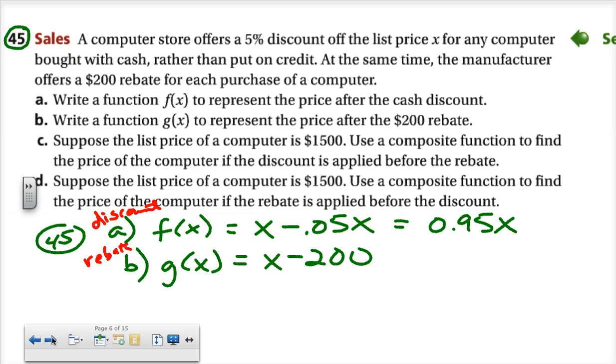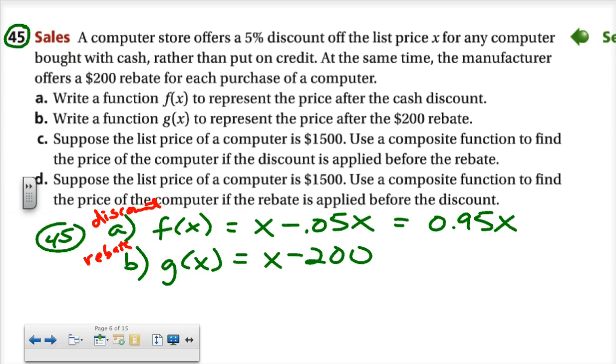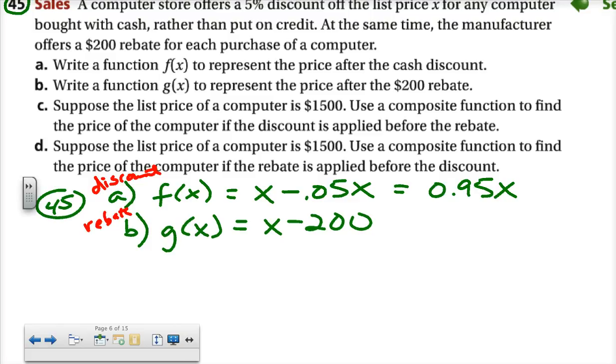And then you think, well, what are they asking me to do? They're asking me to put an order into this. And whenever we work with parentheses in math, the innermost parentheses are the first operation that we take care of. So in C, if it says we want the price of the computer if the discount is applied first, that means we're going to take x minus 0.05x, and we're going to put that into the other function. And the other function was that rebate.